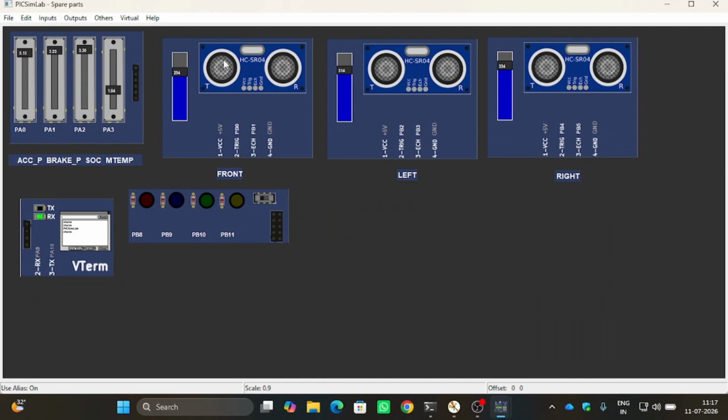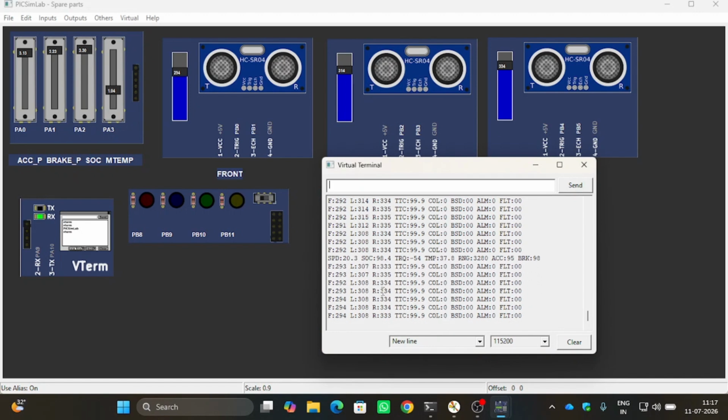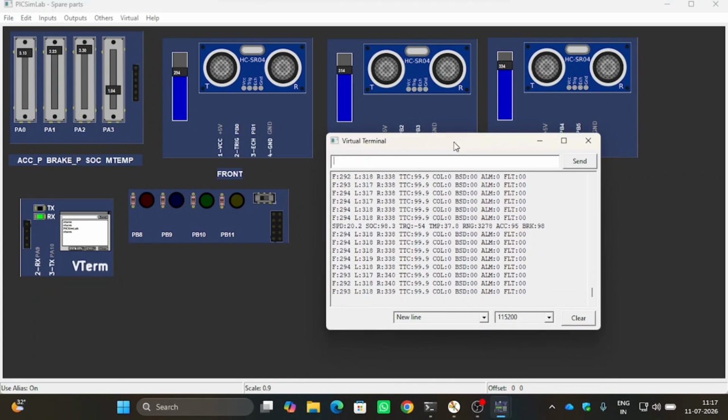When I increase the brake, now we can see the speed decreases as we increase the brake, because the vehicle gets into the regenerative mode, so the speed decreases when torque becomes negative. Let's see the collision output.